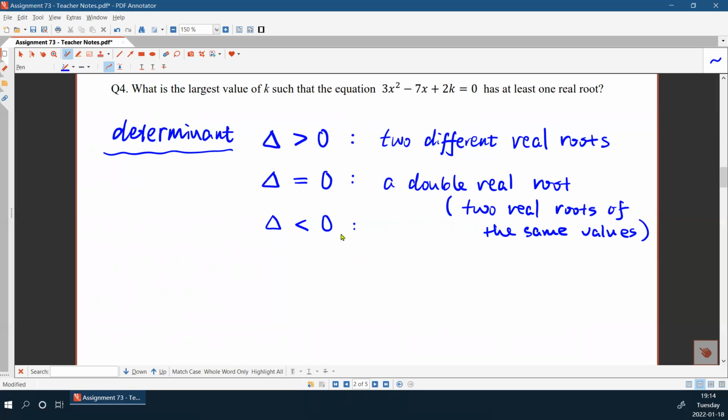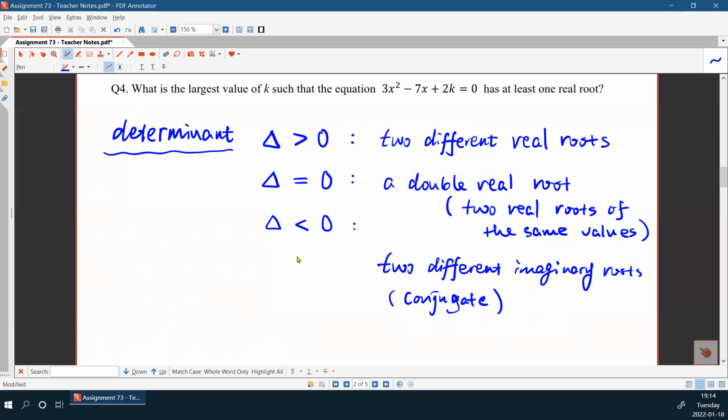And if delta is less than 0, then we will have two different imaginary roots, right? Where the two imaginary roots are conjugate to each other. You understand? We have already learned this, right? Yeah. Okay, so can you tell me in which situation we will have at least one real root?